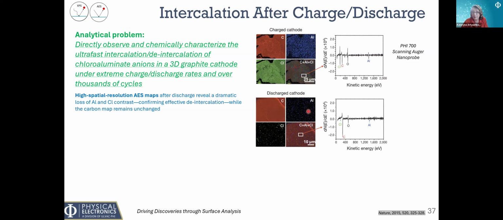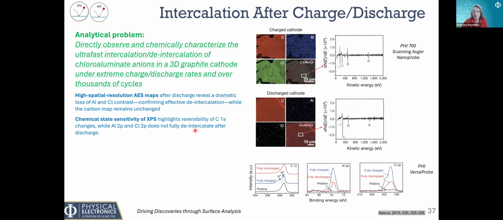We have a really significant loss of aluminum and chlorine. It's really decreased in intensity, while carbon, which is our graphite cathode, stays the same. And we can also select and do small area analysis quantification to confirm that. While for XPS, they looked at carbon, again charged and discharged. We can look at the pristine graphite and charged and discharged, so it's fully reversible.